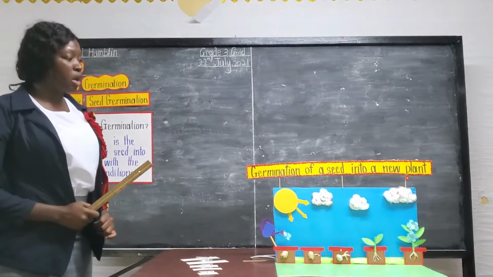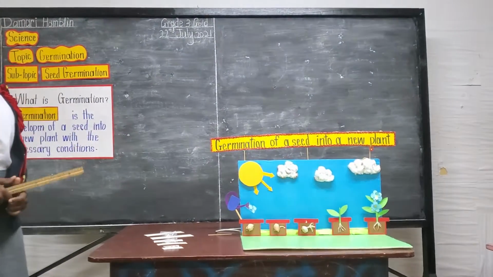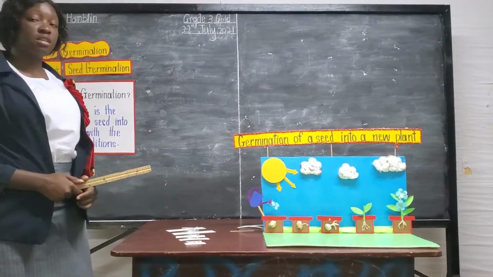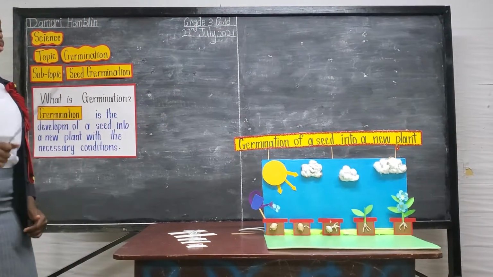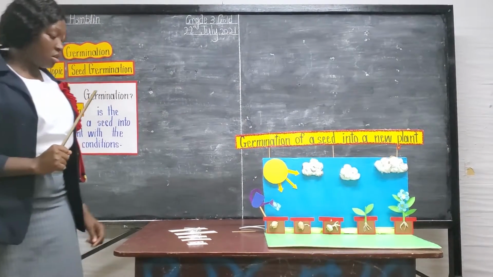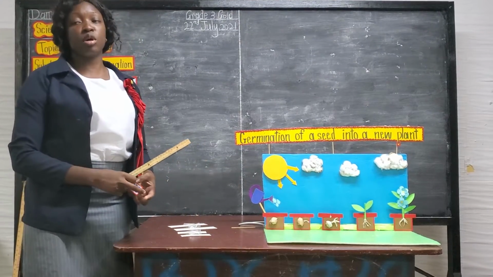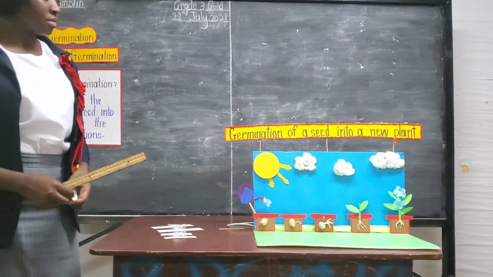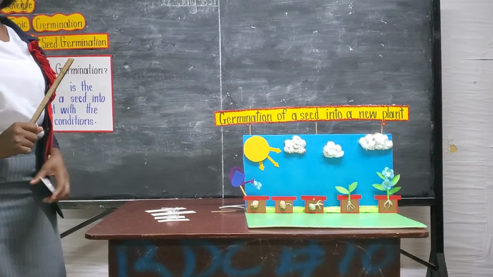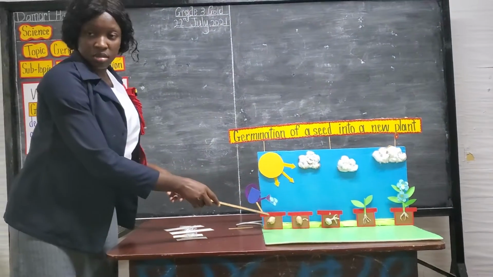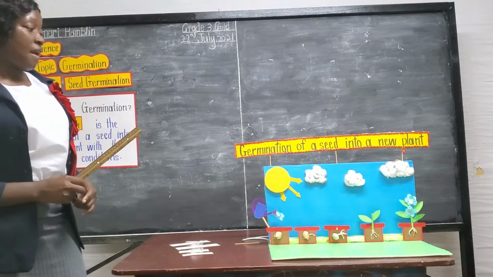Let's look at the model once more. Remember, we said germination is a seed developing into a new plant. Great. Are we seeing a seed on this model here? Yes. Point the seed out. Let me see. This? Good. Very good. That is a seed.